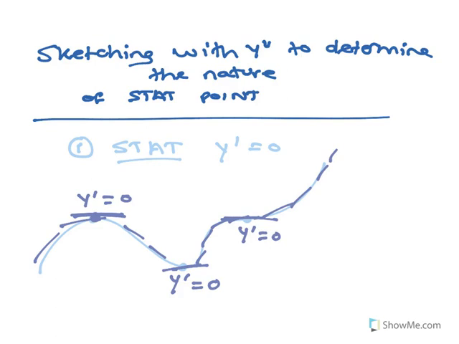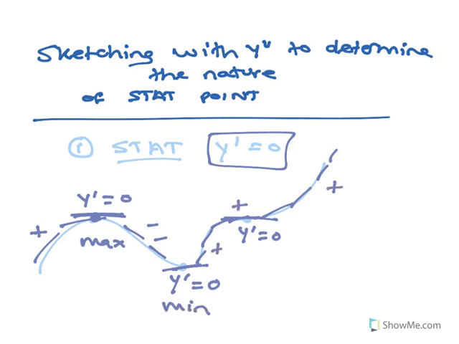So previously we've used the first derivative to determine the nature of the stat points, and we've looked at the gradient either side of the point. So it's a positive, then a negative, so that's a maximum turning point. This is negative to positive, so that's a minimum turning point. And this one here, when it keeps the same sign, positive to positive or negative, negative, we call that a horizontal point of inflection.